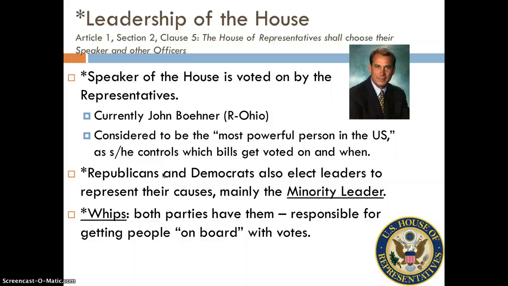Republicans and Democrats also elect leaders to represent their causes, mainly the minority leader. So when we say minority, we're not talking about a racial minority or an ethnic minority. We're talking about the minority party in Congress.